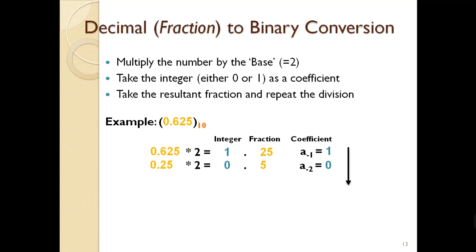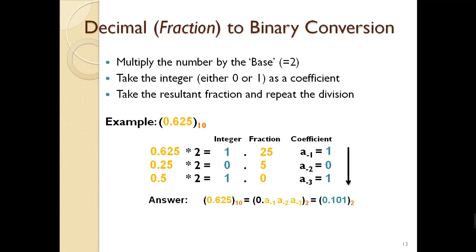After that, the fractional part you again multiply by base 2. Now the integer part is 0, then the fraction part is 5. The integer part goes to the coefficient. Then the 5 is again multiplied by 2. So now the integer part is 1, then the fractional part is 0. You take the integer part as the coefficient 3. Now the fraction part is 0. Until the fraction part reaches 0, you continue to multiply by 2, and then you stop.